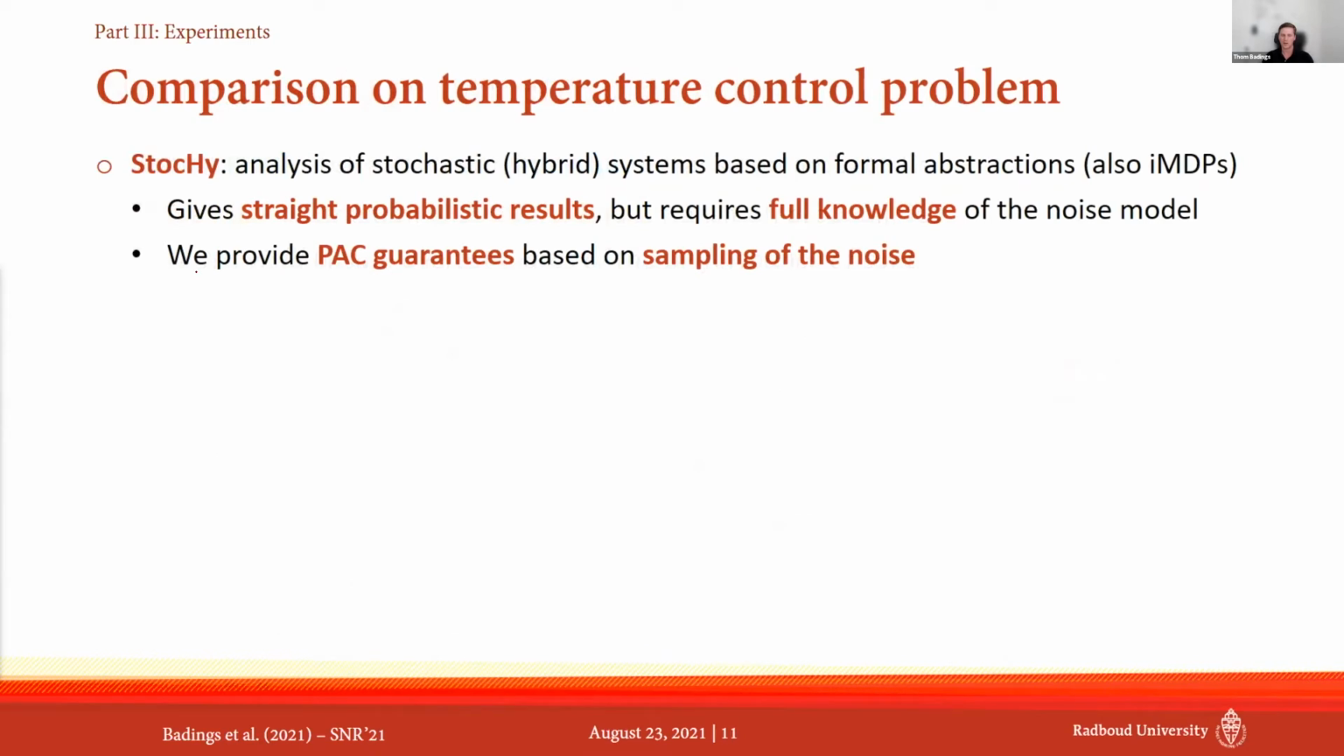All right, as a last slide before the conclusion, we also performed a comparison between our method and Stochastic, which is another tool for the analysis of stochastic systems based on formal abstractions. Similar to us, Stochastic also uses interval MDPs. But the main difference is that Stochastic requires full knowledge of the noise model, while we only use samples of the noise. In return, Stochastic is able to give straight probabilistic results, while we can only provide PAC guarantees on the results.